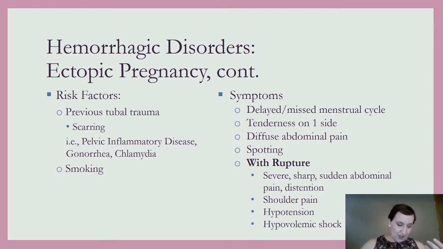So if the ovum has implanted into the fallopian tube, you might see that spotty vaginal bleeding. But as that ovum continues to grow in size, that fallopian tube, in addition to not being able to nurture a pregnancy, is also not large enough to grow, and is not designed to grow with the pregnancy, so that tube will rupture. Now, when that tube ruptures, these women have sharp, severe, sudden abdominal pain and distension.